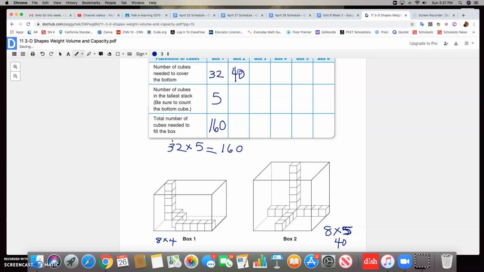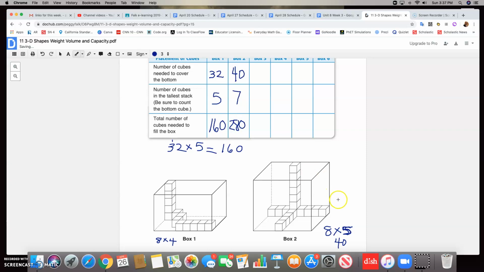Now, how tall is this? Okay, 1, 2, 3, 4, 5, 6, 7. It's 7 cubes tall. Now, don't forget on the bottom, this whole stack is sitting on 1. So there's 1, 2, 3, 4, 5, 6, 7. So there's 7 cubes from base to top. So what are we going to do? 40 on the bottom, but I have 7 of those. So 40 times 7. So 280 total.